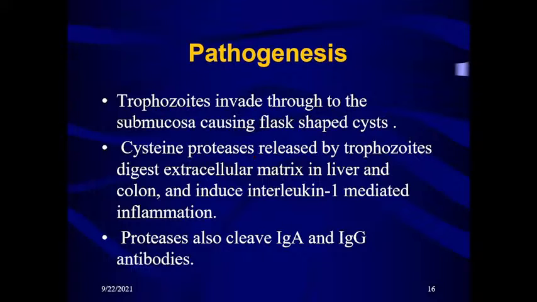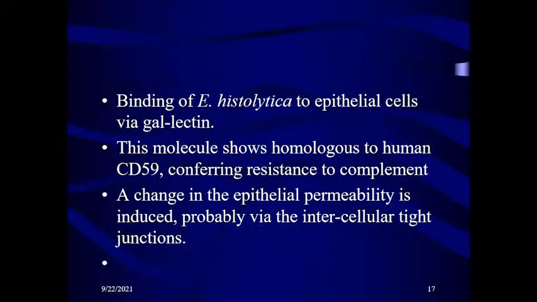Trophozoites invade through the submucosa, causing flask-shaped ulcers, flask, the ones we use in the lab. Cysteine proteases released by the trophozoites digest extracellular matrix in the liver and colon and induce interleukin-1 mediated inflammation. Proteases also cleave IgA and IgG antibodies, disarming the host immune system.